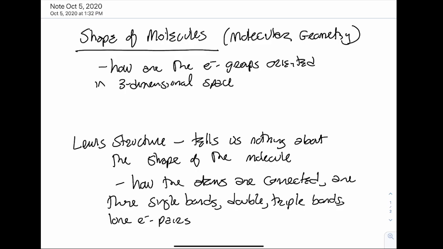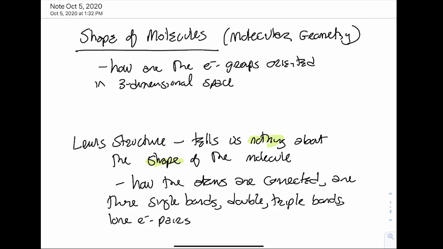In water, is oxygen in the middle, is hydrogen in the middle? Hydrogen can never go in the middle. How are they connected? What types of bonds are between them, right? Single bonds, double bonds, triple bonds, lone pairs. But it tells us nothing about the shape of the molecule.